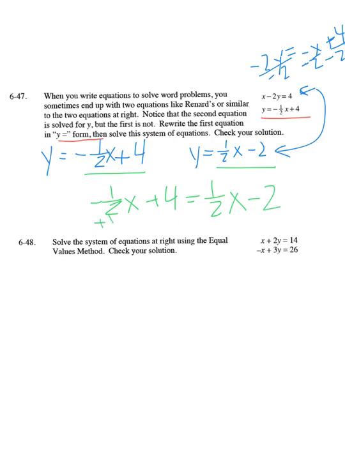I would add a half x to both sides. And I would add 2 to both sides. This would cancel. This would cancel. I would have 6 left on the left side, and I would have x left on the right side. So that tells me that x is equal to 6.